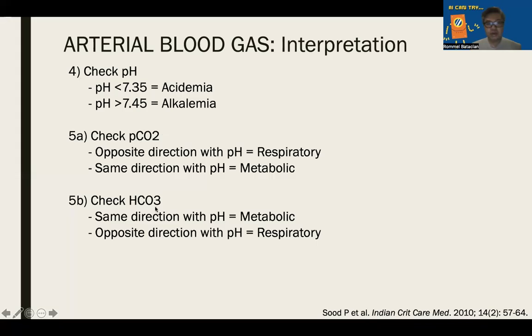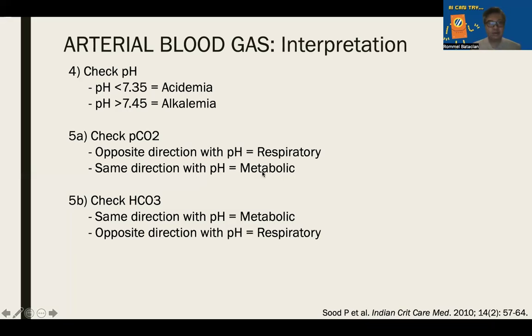And then you check primarily the two parameters, the partial pressure of carbon dioxide and the bicarb. So it could be elevated, decreased, or still within the normal range. If it is abnormal, depending on the direction, for example, if the direction of the abnormality of the PCO2 is in the opposite direction with the pH, it is a respiratory abnormality. But if the PCO2 abnormality direction is the same as the pH, it's metabolic.